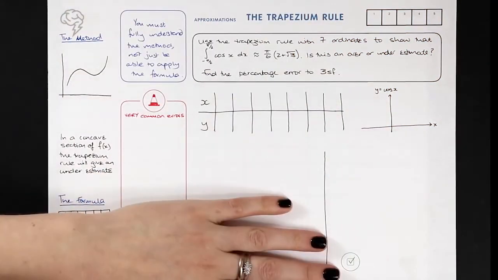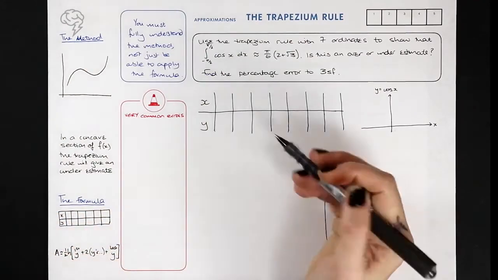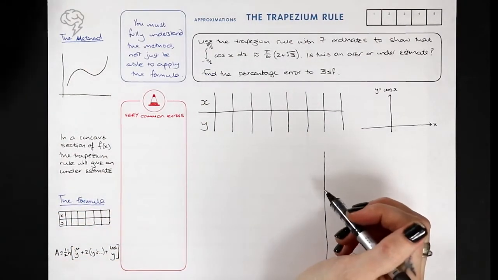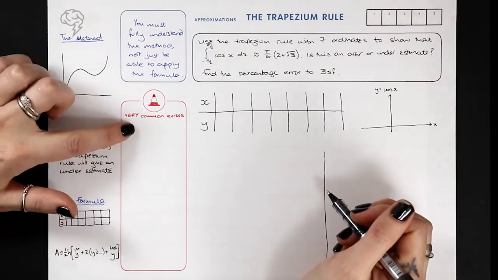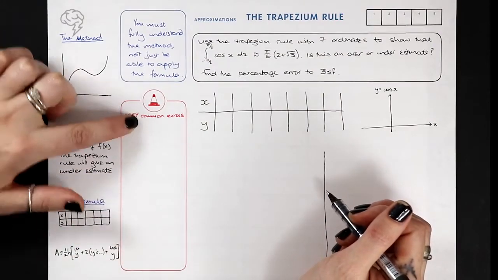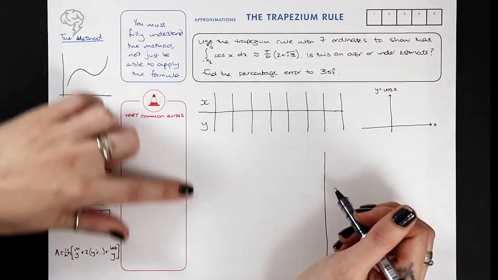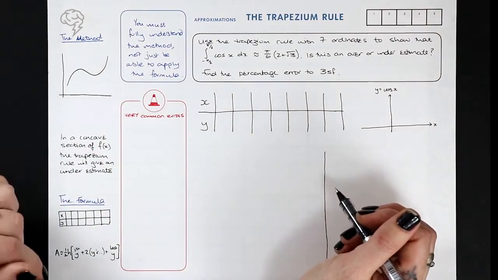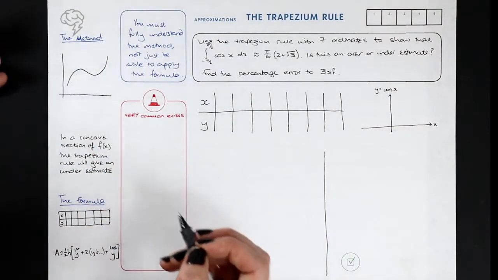I actually spent an enormous amount of time yesterday marking exams in which there was a trapezium rule question, and all of these errors are coming up all the time. So I'm going to make sure that you don't make the errors that everyone makes. So first thing, what are we actually doing?